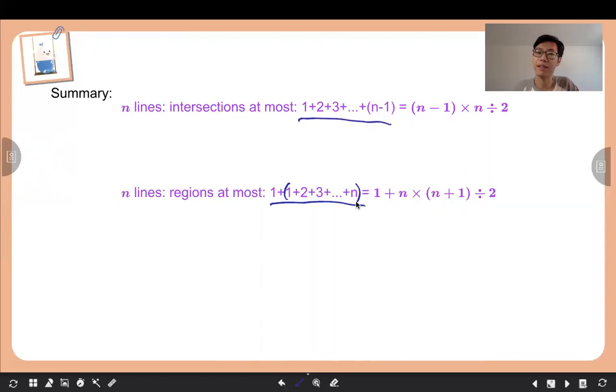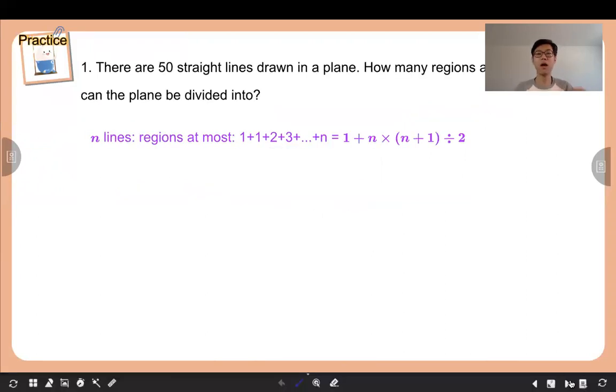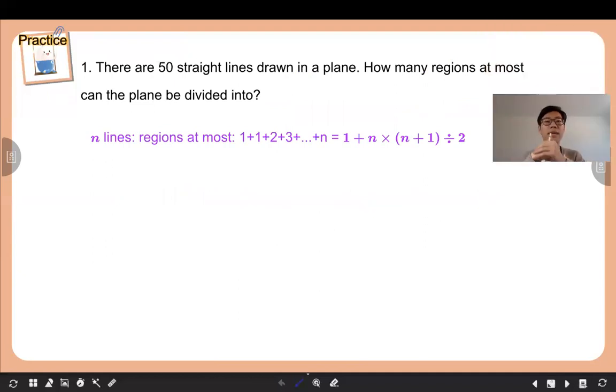Okay, enough talking. Let's do some real practice. Let's test what we learned from our previous examples. Here, we have 50 lines. And again, we are asked, how many regions can we have at most by dividing the plane using 50 lines? Although I just said I will not give you any hint, our teacher Michael is so kind, and I still will give you one small hint. That is the formula we have here. I will give you 4 minutes, and we will check out what the answer should be.